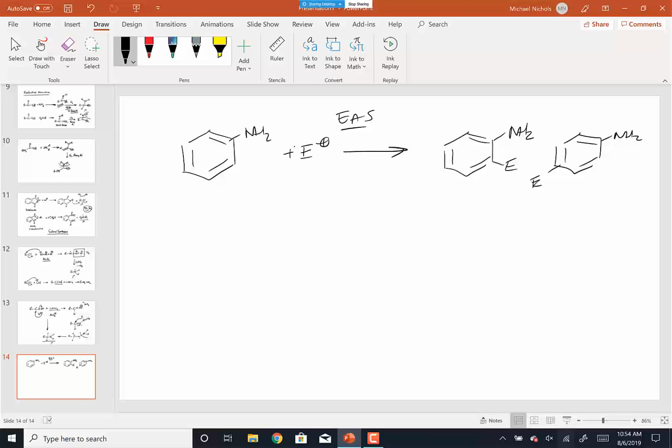So what can we do with that? We can do electrophilic aromatic substitutions on what are called anilines when you have a nitrogen attached to a benzene ring. What else can we do with amines? Well, we can turn amines into amides. So if we react an acid chloride with a nitrogen, with an amine, we will make an amide.